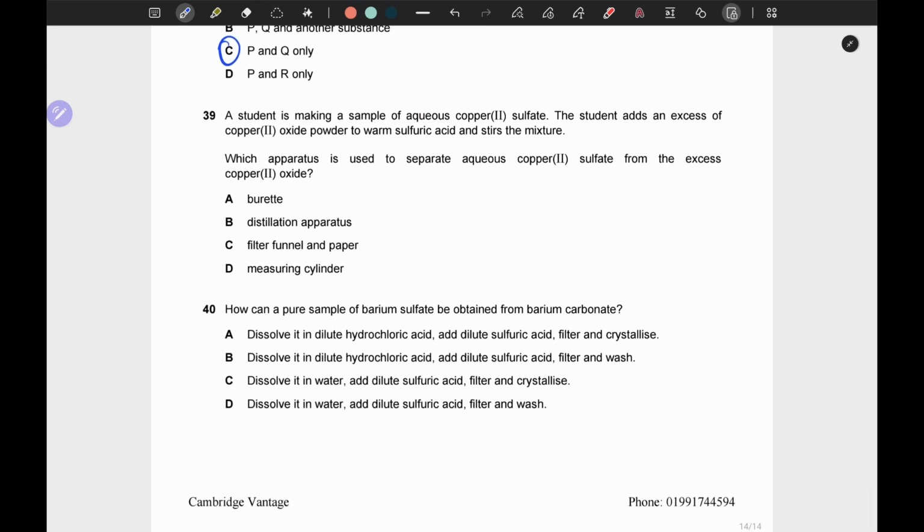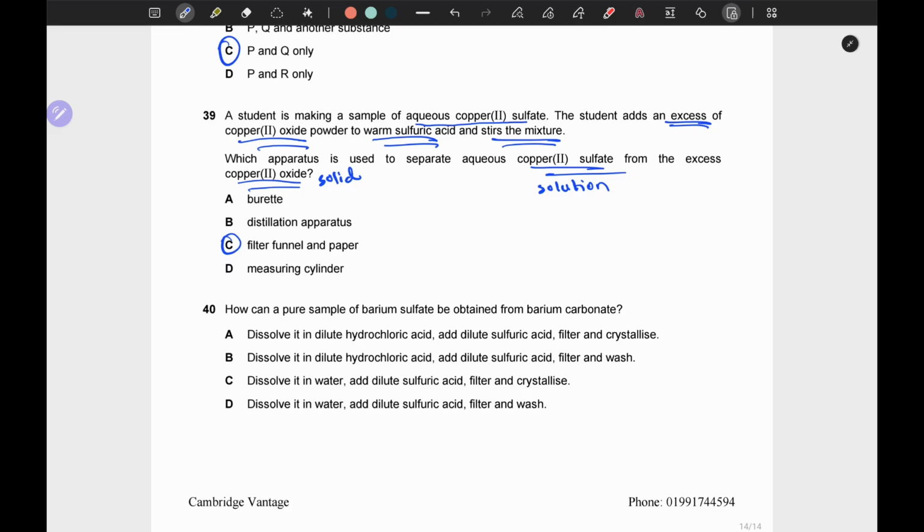A student is making a sample of aqueous copper II sulfate. The student adds an excess of copper II oxide powder to warm sulfuric acid and stirs the mixture. Which apparatus is used to separate aqueous copper II sulfate from the excess copper II oxide? Aqueous copper II sulfate is a solution. Excess copper II oxide is a solid. So what we want to do is separate a solid and a solution. So for that case, we will always simply use a filter funnel and paper. So the answer for 39 is C.